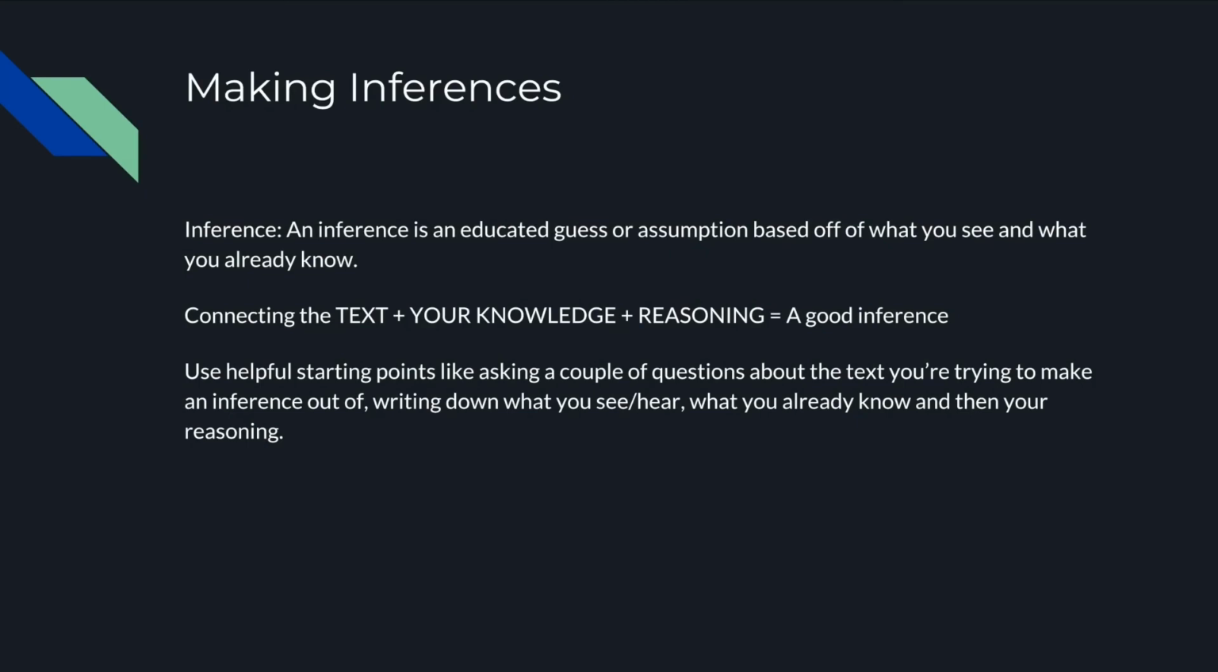Making inferences. An inference is an educated guess or assumption based off of what you see and what you already know. Connecting the text plus your knowledge plus reasoning equals a good inference. Use helpful starting points like asking a couple of questions about the text you're trying to make an inference out of. Write down what you see here, what you already know, and then your reasoning.